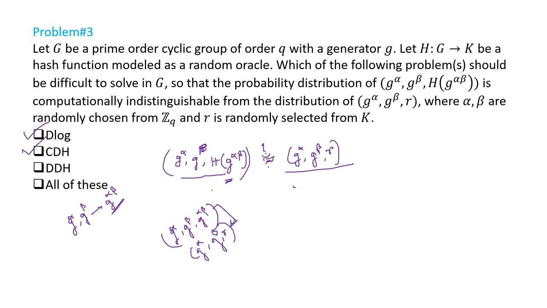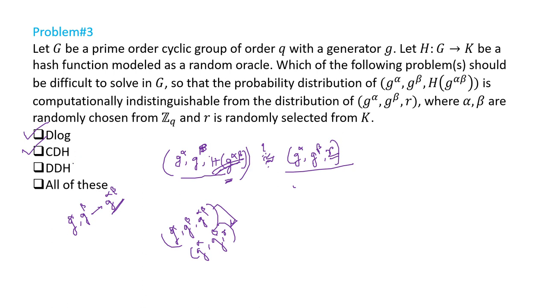But here there is another h applied on g to the power alpha beta. Oh, okay, that is the catch. I forgot that. So DDH being easy does not give you extra advantage to distinguish between h of g to the power alpha beta and r. Okay, so DDH need not be hard in the group to keep them indistinguishable from each other. These two need to be hard actually.